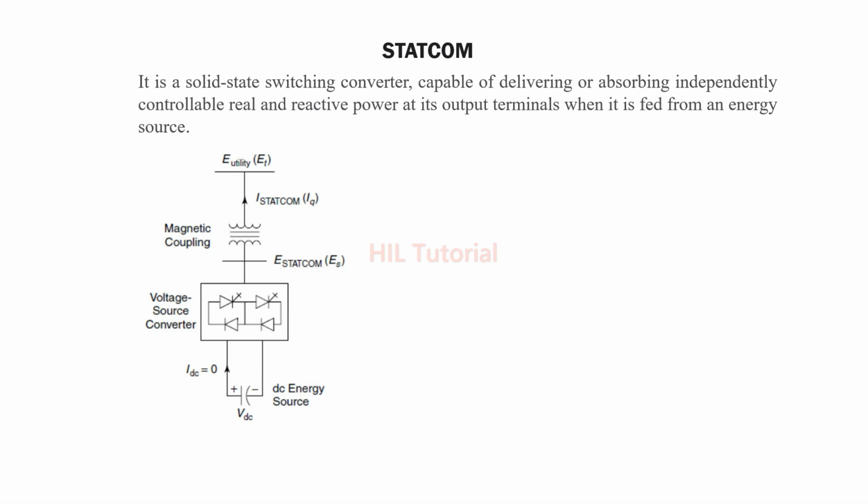This is the circuit configuration, or you can say the typical diagram of a STATCOM. You can see that we have a static capacitor as a DC energy source, which is connected to the grid through a voltage source converter. This voltage source converter is actually known as a static compensator. So how does this static compensator work?